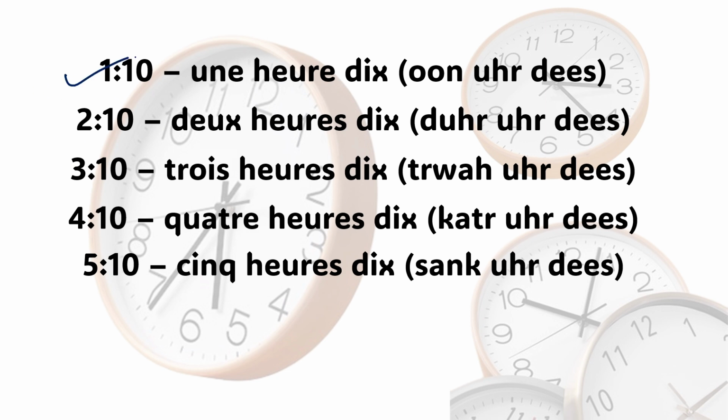Going further, 1:10. In the same manner, we are taking 5 more examples like this. Une heure dix. That is 1:10. Deux heures dix. Trois heures dix. Quatre heures dix. Next is cinq heures dix, that is 5 hours 10 minutes.